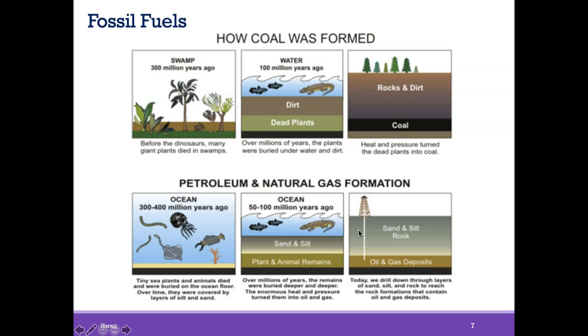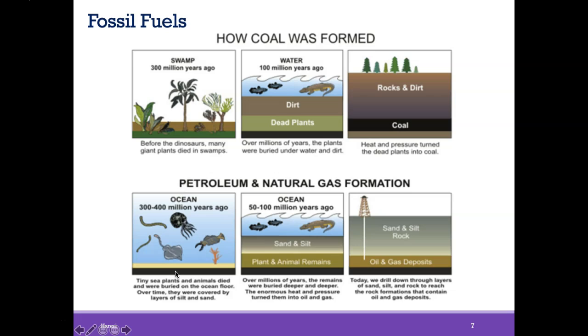So a fossil often forms when an organism dies, becomes buried in sediment, and then becomes chemically altered. And this is the case for the coal and the natural gas that we use for energy today. So these were actually once living organisms that are fossilized. That's why we call them fossil fuels.